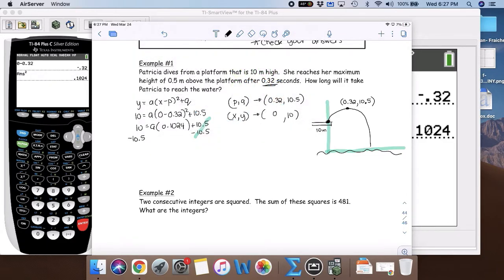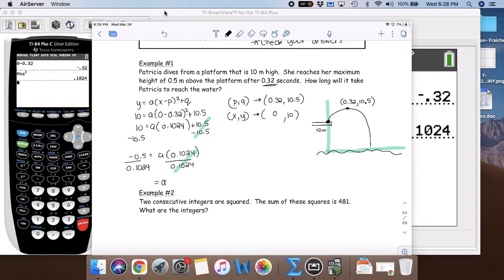Then 10 minus 10.5 is going to be negative 0.5. So that's still equal to a multiplied by 0.1024. Now to get a by itself, right now they're multiplying, so you have to divide both sides by 0.1024. What you do on the right, you do on the left. And then we use our calculator to calculate what that's equal to.